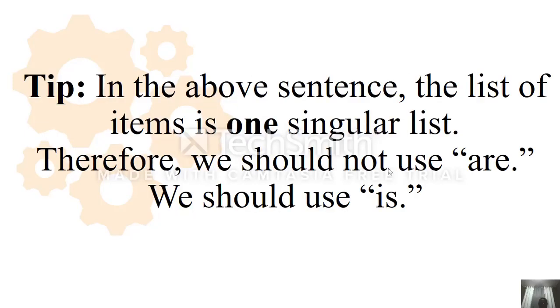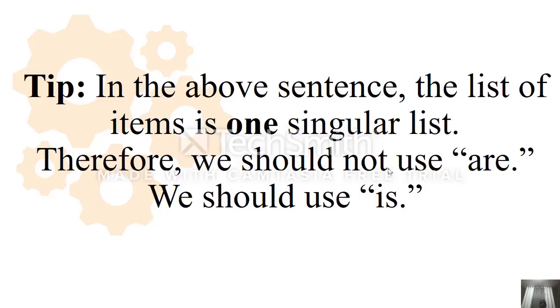Tip: in the above sentence, the list of items is one singular list. There is no two. It's a list. So it's one singular list. Though it is the list of items, these items are already written in one list. So there is no two, there is no three lists on the table. Therefore, we should not use are, we should use is.